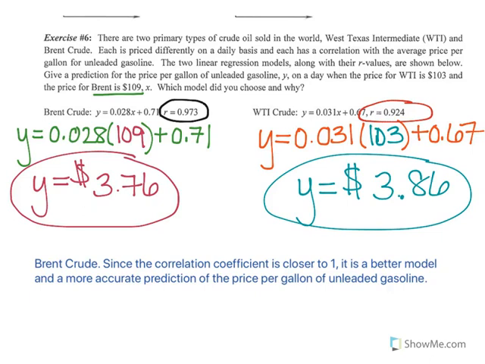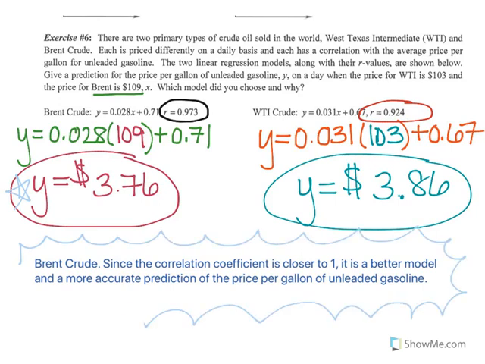So my final answer for which model I chose and why again is Brent crude, because the correlation coefficient is closer to 1, so it's a better model and a more accurate prediction of the price per gallon of unleaded gasoline. And that is going to conclude our notes for today.